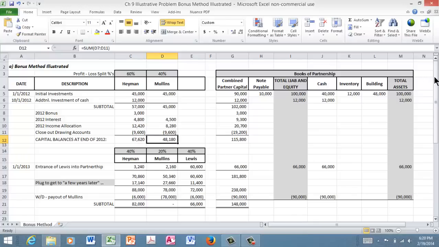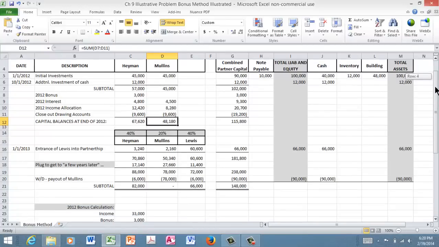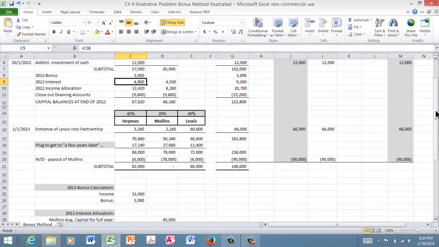So other than a little bit of fancy algebra on the bonus calculation and a little more algebra on the interest calculation, there's really not that much of a problem in this first section. Now, where it gets a little bit sticky is on January 1st of 2013, when we have a new partner coming into the business named Lewis.